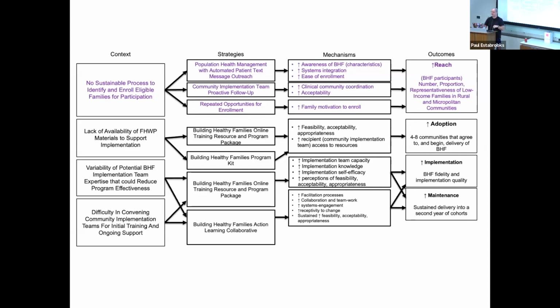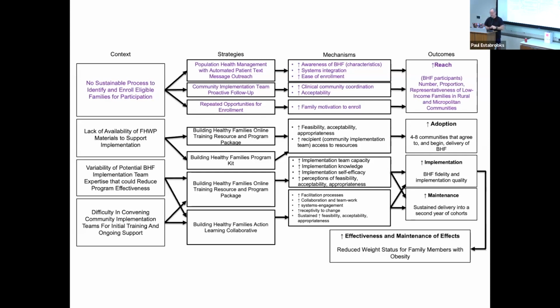And in case anybody was wondering where the individual level RE-AIM outcomes from our logic model fall in, you can create logic models that would have had Building Healthy Families right in this as one of the areas too, and we could look at mechanisms there. For us, we talk about effectiveness and maintained effect for the families as a function of high implementation quality. If communities are implementing this with high quality, we believe that effectiveness and maintenance for the families will follow.